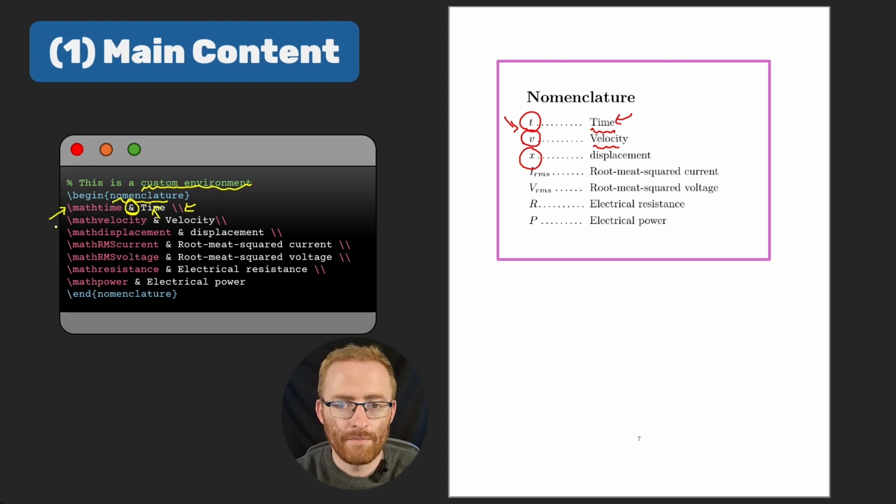And then for each of our math variables, we create all of these custom commands to store them. As you can see here, they're all called math time, math velocity, math displacement. That's what's printing these actual variables over here of T, V, and X. And as a result, it'll be really easy if you want to ever change what symbol is used to represent these variables in the future.